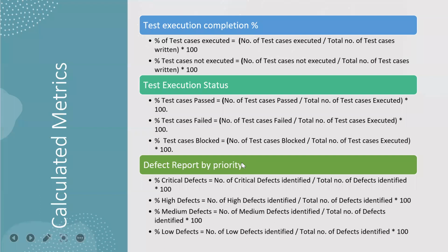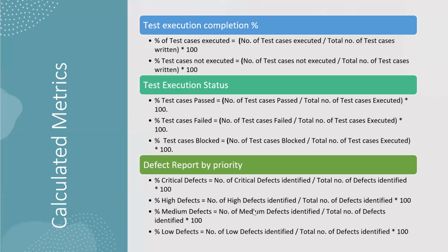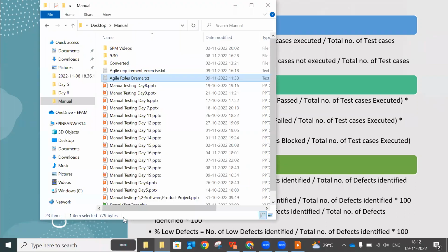Okay, fine. So moving on to the next one, this is called calculated metrics. Calculated metrics is nothing but, from the base metric values, we do some calculation to get how much percentage of test cases is executed, how our test case execution is going on, and the defect report. I'll show you one by one with an example for you to understand.